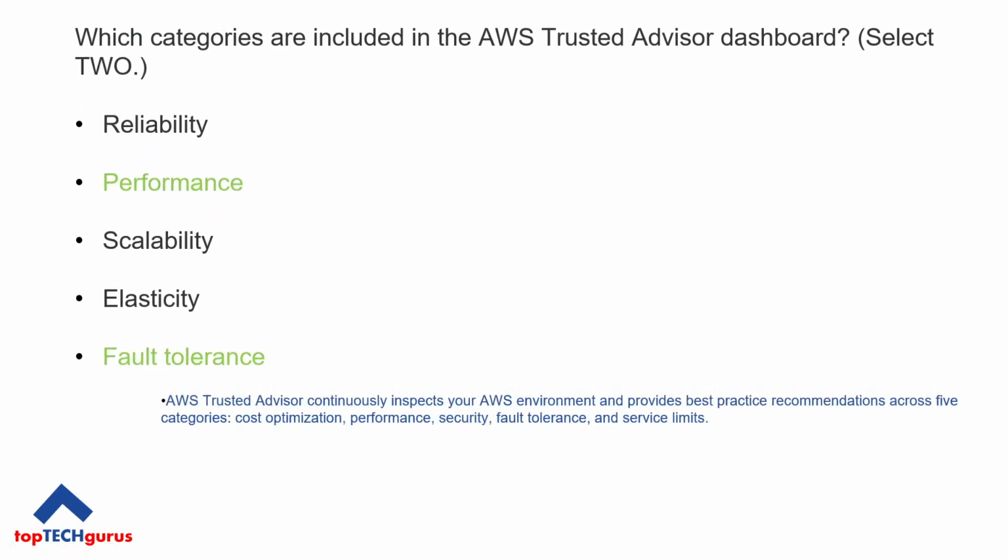So to explain the answer a little bit more, AWS Trusted Advisor continuously inspects your AWS environment, and it does 5 categories: cost optimization, performance, security, fault tolerance, and service limits.